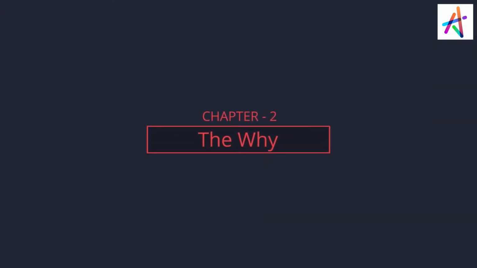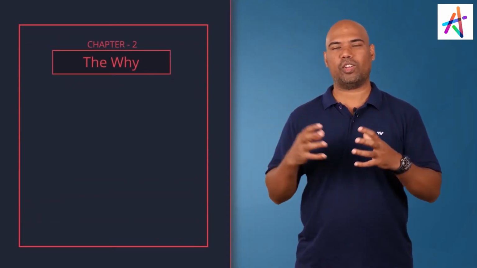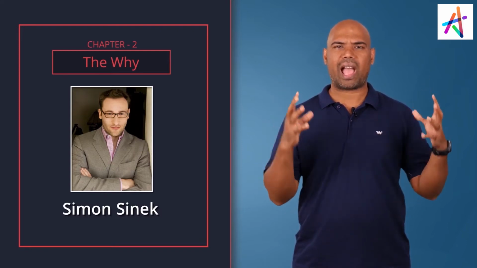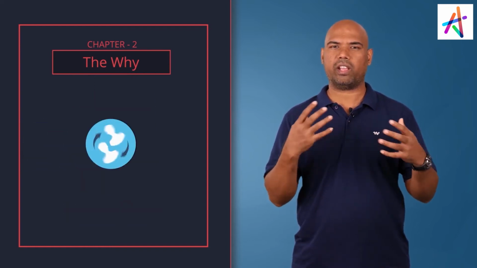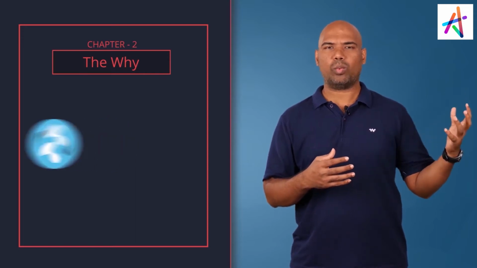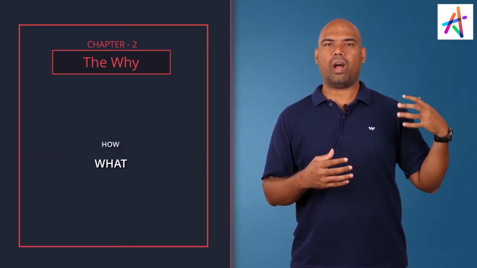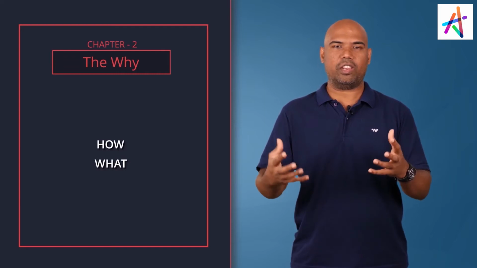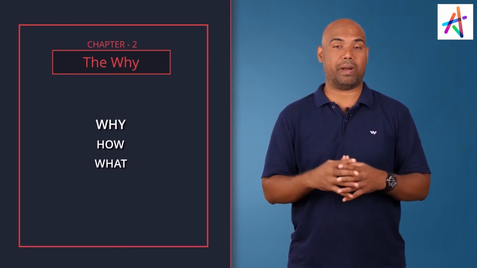Welcome back. This is session number two of content marketing. In this section, we are going to talk about the why. There is a popular influencer online called Mr. Simon Sinek. Simon Sinek is of the opinion that most average, mediocre companies seem to be doing their marketing communication incorrectly. What is incorrect? They start with what the product is, how to use it, and then they talk about why customers should buy it.